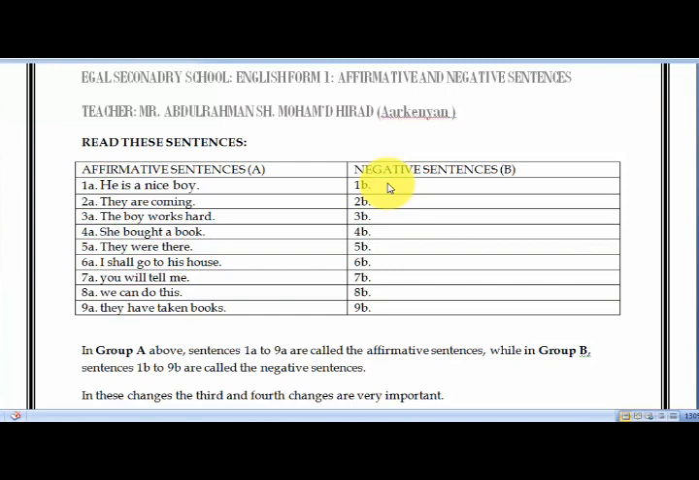I am eating, I am not eating. I am cooking, I am not cooking. I am going to school, I am not going to school. So it is contradicting each other.